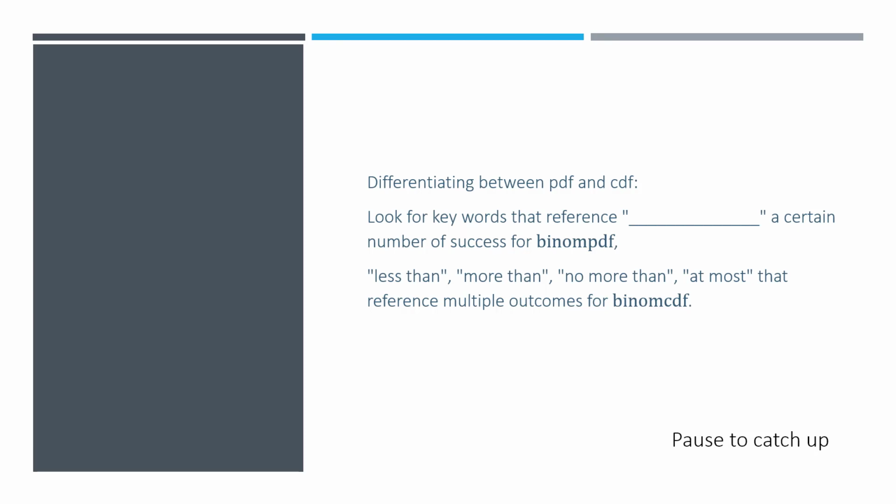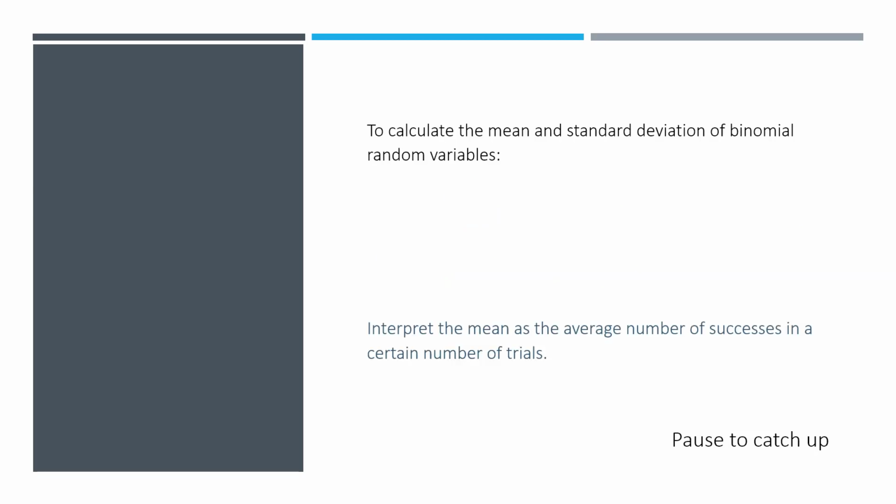Now, to differentiate between when to use the PDF or the CDF function in your calculator, you just need to be on the lookout for key words. Anything that references exactly or a specific certain number of successes, that's a binom PDF situation. Whereas any kind of inequality phrase like less than, more than, at most, or no more than, those are going to represent multiple outcomes for binom CDF.